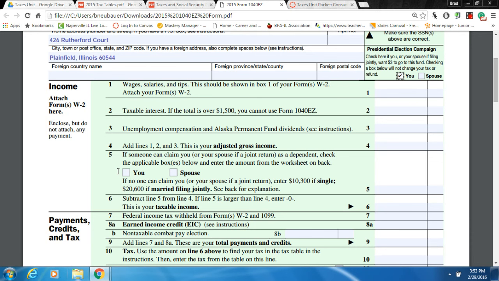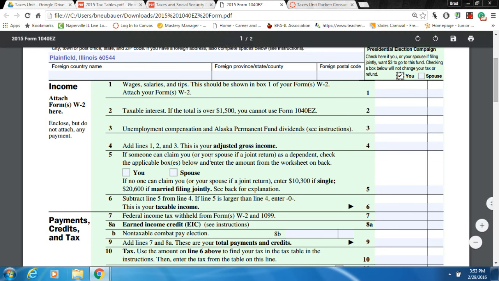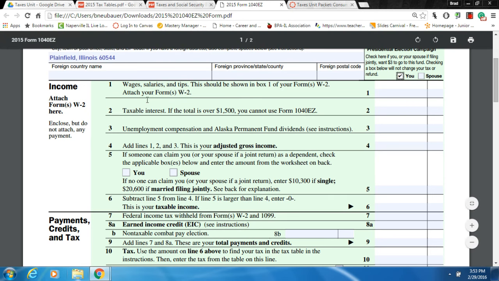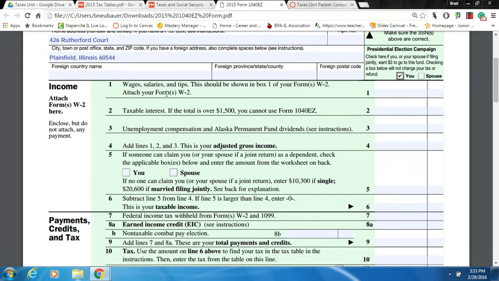Okay, any income you bring in, you should declare because you have to pay tax on it. All right, so if we start at number 1 and work our way down, it's going to tell us what we need to do. So it says wages, salaries, and tips. This should be shown in box 1 of your Form W-2, and then attach your Form W-2. So when you would mail this off to the IRS, you would attach your W-2 form as proof, so you're not lying about the numbers.